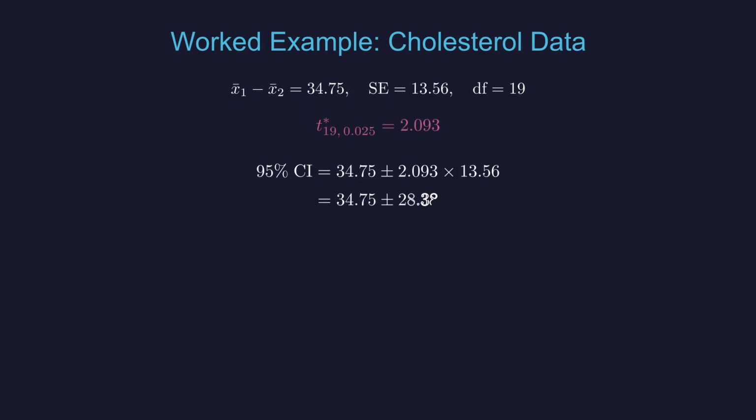Let's compute the 95% confidence interval for our cholesterol example. We know the mean difference is 34.75, the standard error is 13.56, and degrees of freedom is 19. The critical t-value for 19 degrees of freedom at alpha equals 0.05 is 2.093. Plugging in 34.75 plus or minus 2.093 times 13.56 gives us 34.75 plus or minus 28.38.